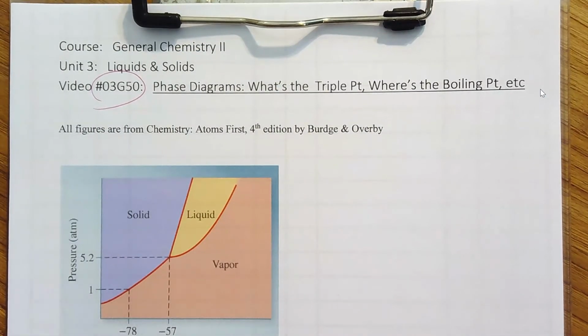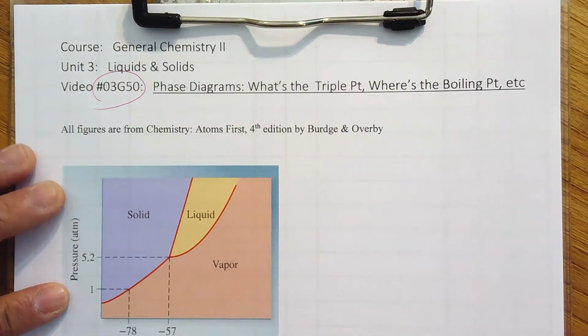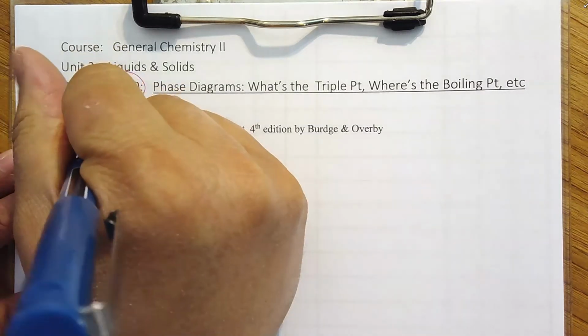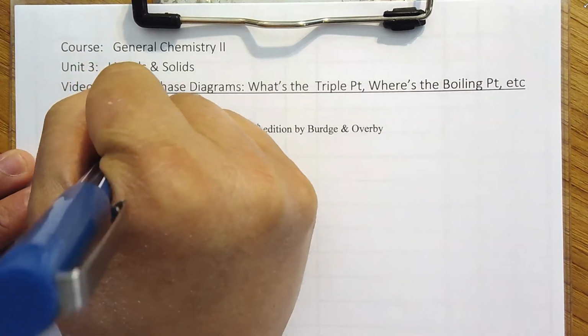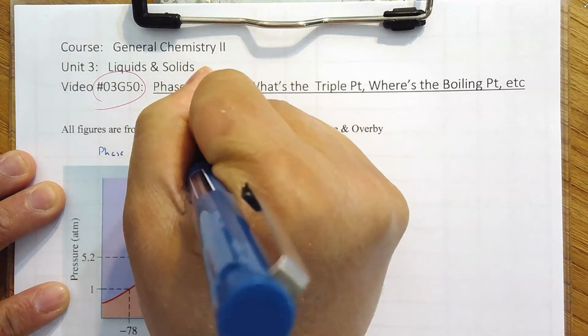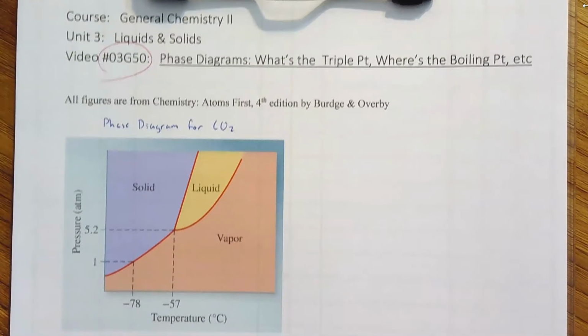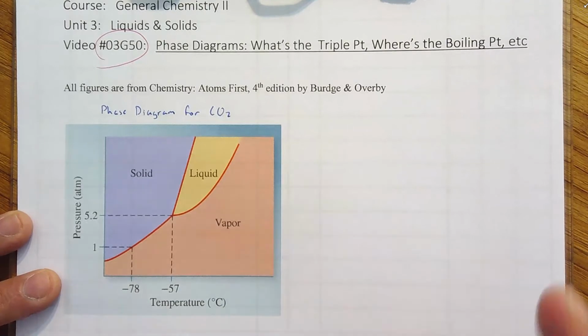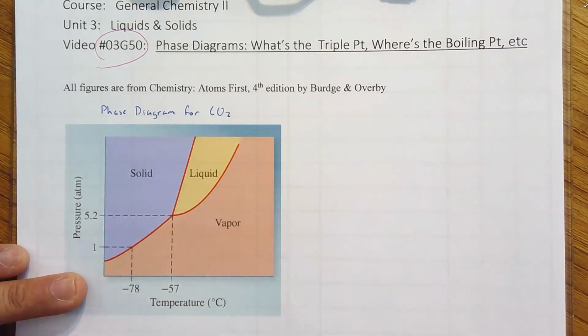These figures come from a textbook that I use. Why don't we talk about the first phase diagram? This is for carbon dioxide. Phase diagram for CO2. We normally encounter CO2 as a gas, but it does have three distinct phases: solid, liquid, and vapor. Vapor, obviously, is the same thing as gas.